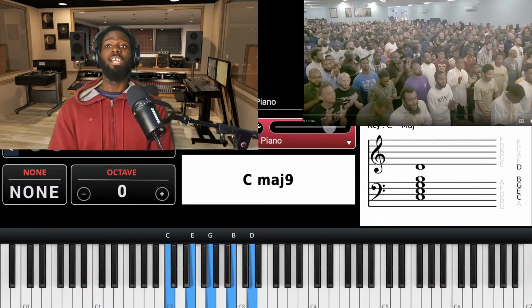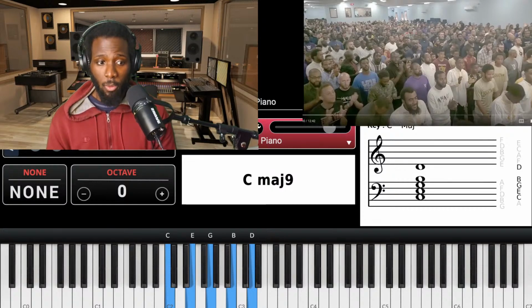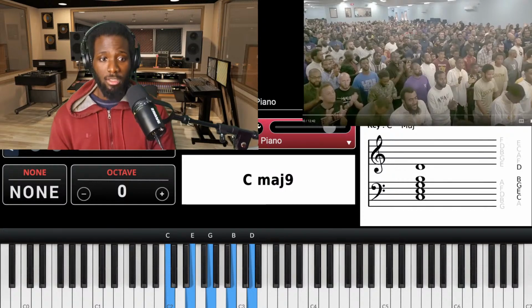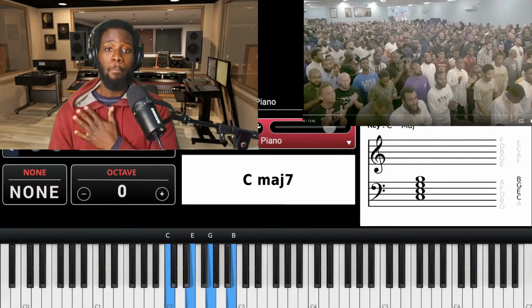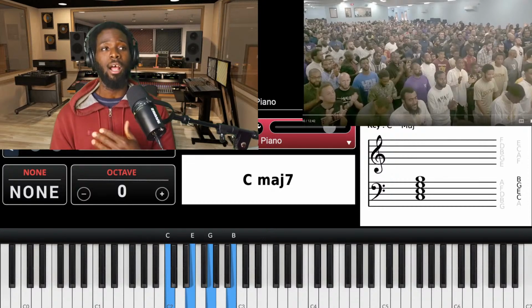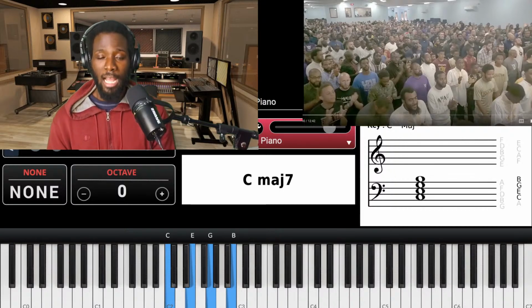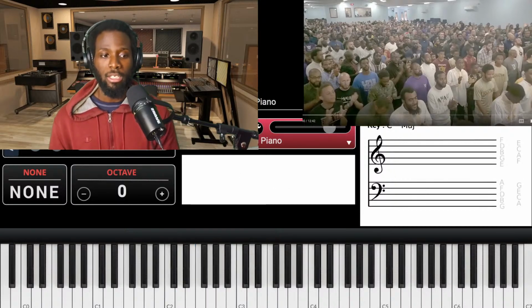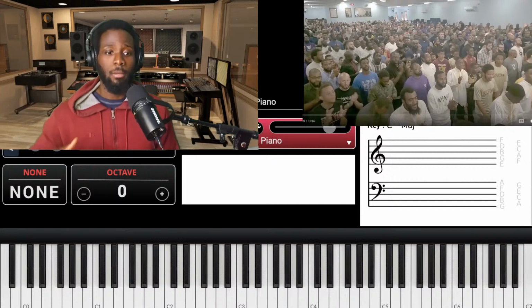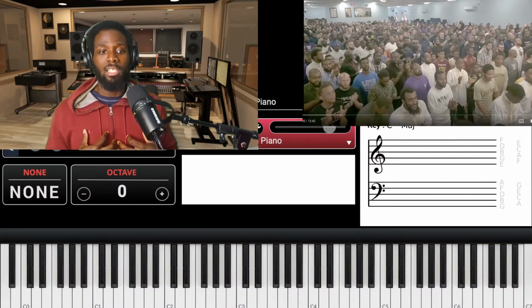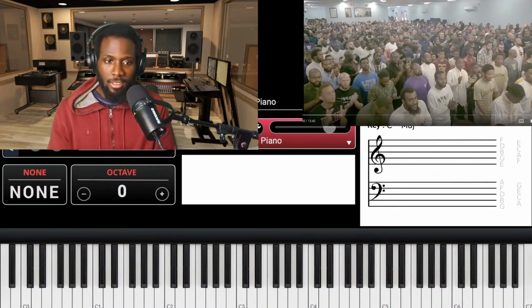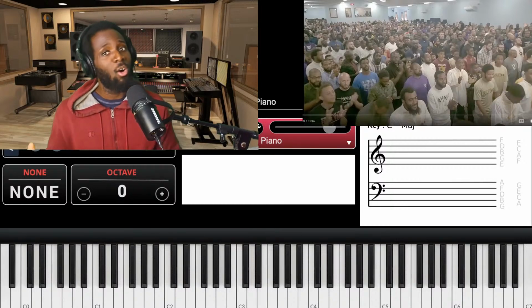Now, again, it's all subjective. In other words, subjective is just a fancy way of saying it all depends on you, right? Does this sound better? For me personally, I think it does sound a little bit more sophisticated, a little bit more mature. I do believe the major 9 sounds better than just a regular major 7. But again, it's up to you. It's optional. I don't want to tell you what to play. I'm simply giving you more tools in your toolbox. All right, if you want to play the major 9, go ahead and play it.